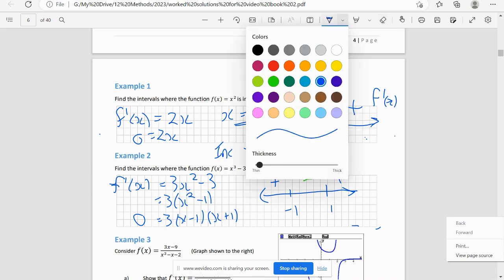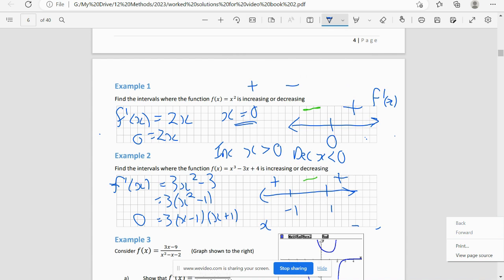So we'll answer the question quickly. We are increasing for x less than -1 and x greater than 1. I'll just write that, increasing. And the second part, we are decreasing for this middle interval, which is x in between -1 and 1. Bit messy there. So again, we're increasing when x is less than -1 and increasing when x is greater than 1, and we're decreasing in between. Okay, that's it for that video.